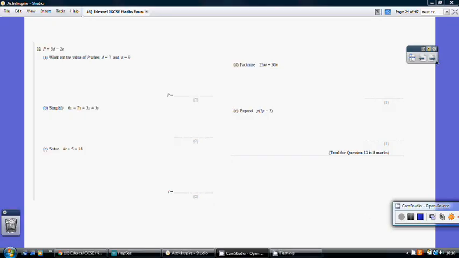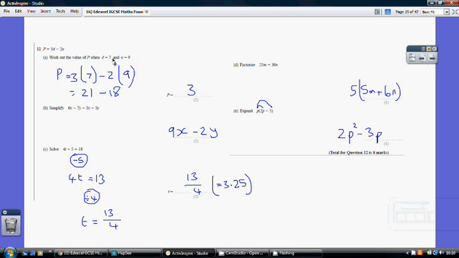Question 12. So part A, we work out the value of P when D is 7 and E is 9. So start off just by substituting straight in. So P equals 3 lots of D. So that's 3 lots of 7, so 3 times 7, and we're taking away 2 lots of E, so that's 2 lots of 9. Now if you put the brackets in like this, you could simply just substitute that straight into your calculator, press equals, and it will give you the final answer of 3.